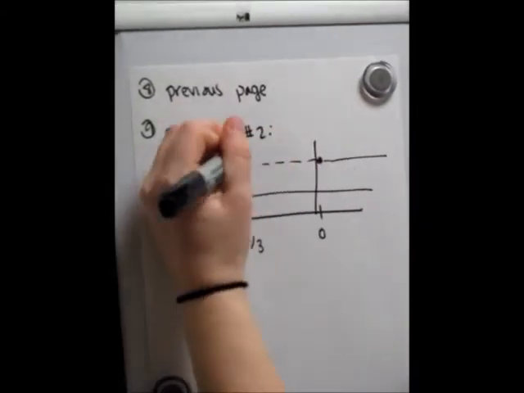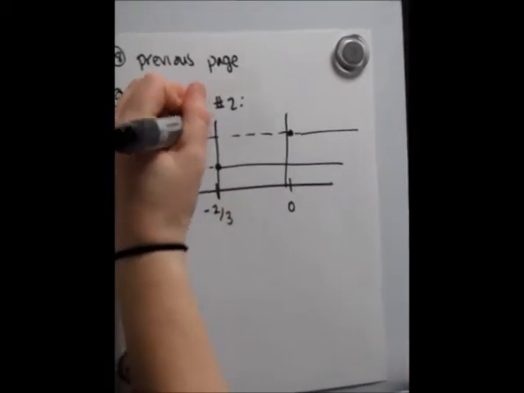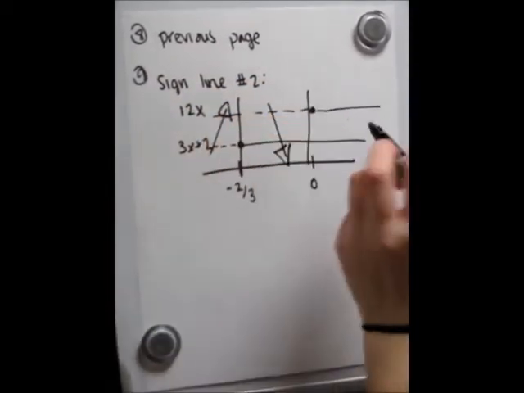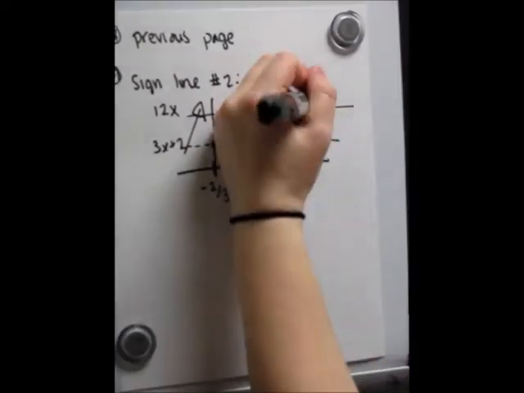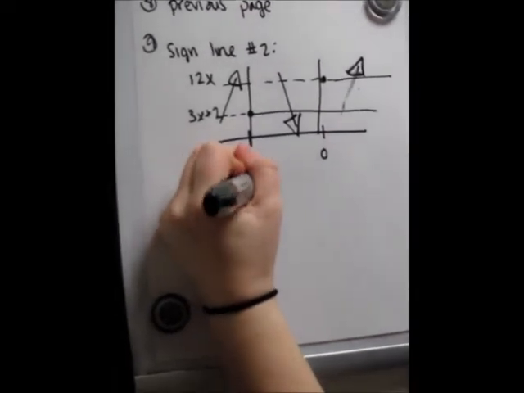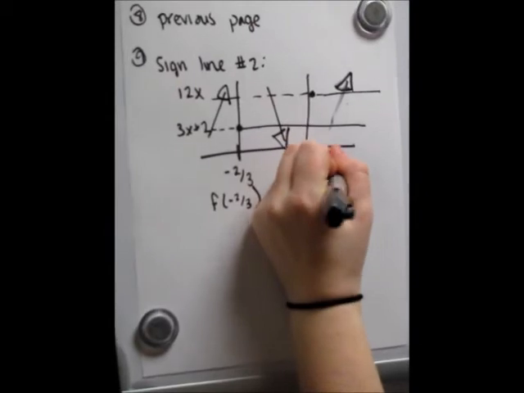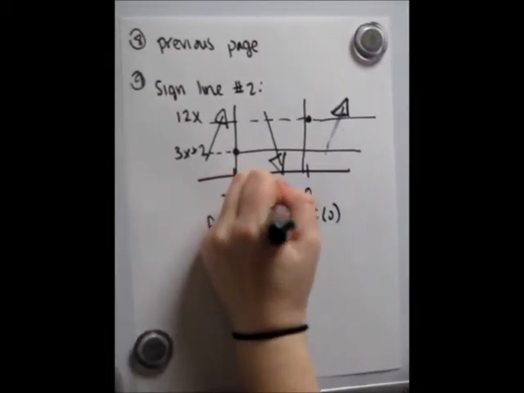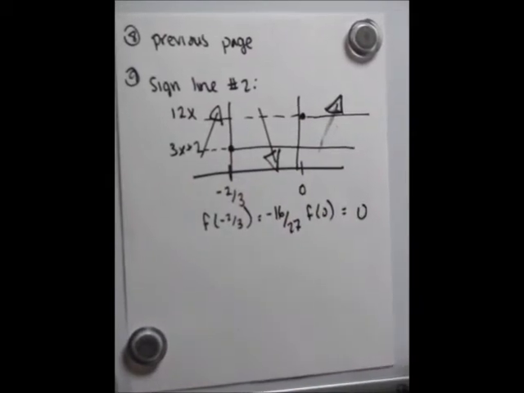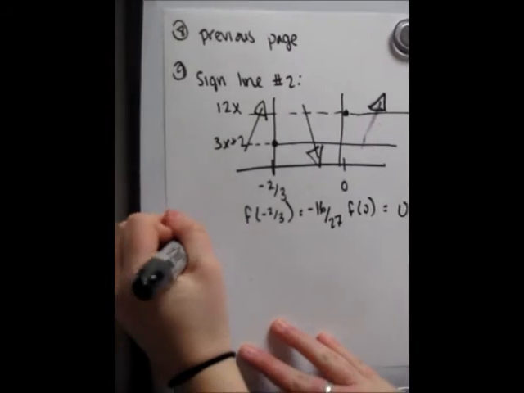We're going to break that down into 3 sections again. So we have a negative and a negative, which will be a positive. We have a negative and a positive, which will be a negative. We have a positive and a positive, which will be a positive. And now we're going to find our f of negative 2/3, which you'll plug back into the original. And you'll get negative 16/27 and 0. So for our final step, we're going to draw our graph with all of our information.